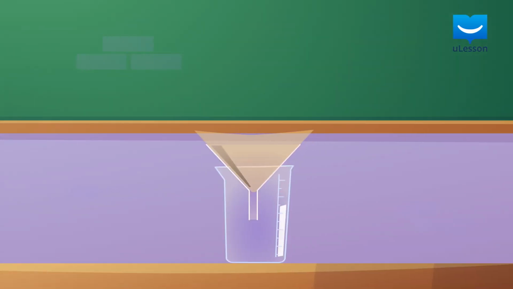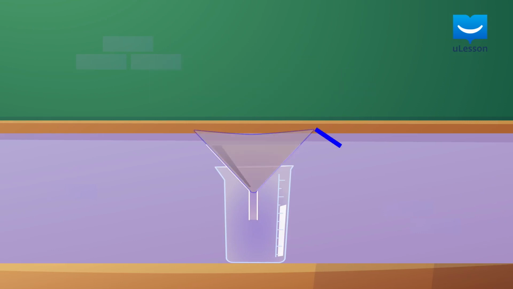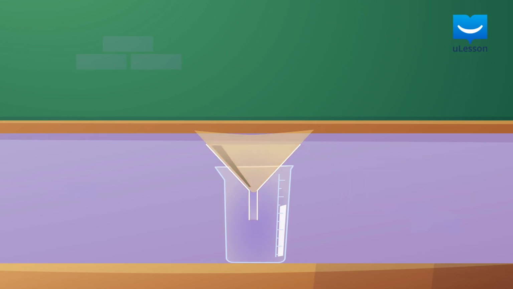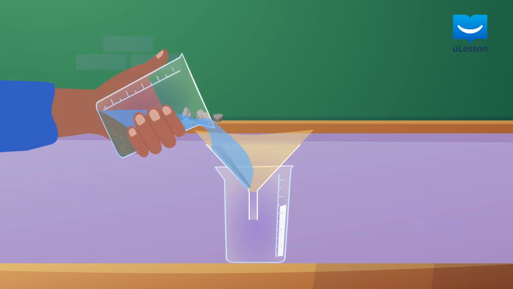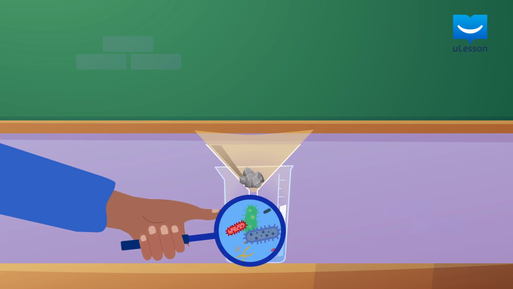We can also use filtration to separate impurities from the water. Filtration involves using a filter paper placed in a funnel to separate water from the impurities. The water drains into the container, leaving the particles of impurities, which is the residue on the filter paper. The water is now free from particles, but might still contain germs and microorganisms that we cannot see.